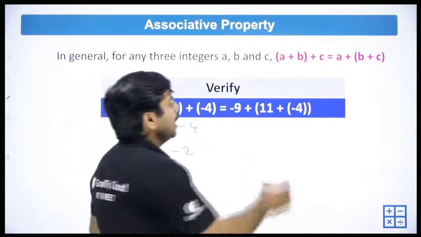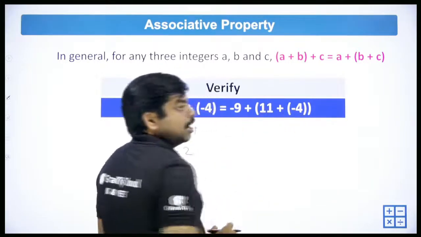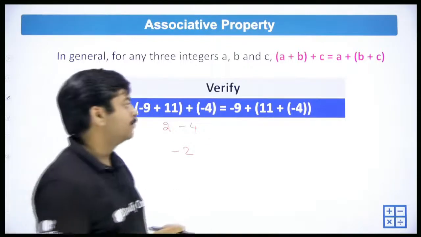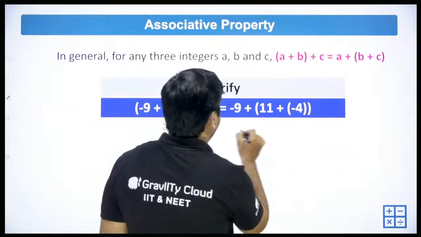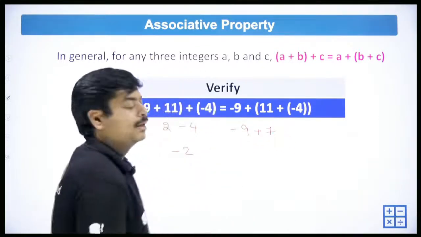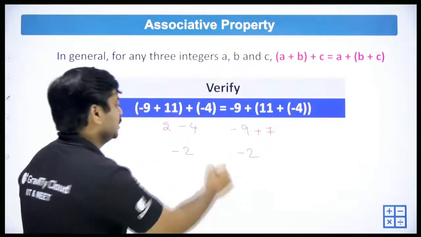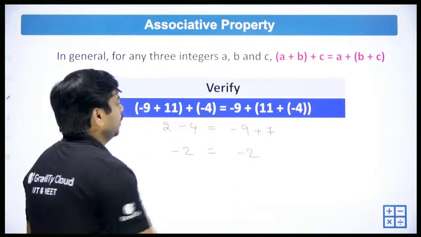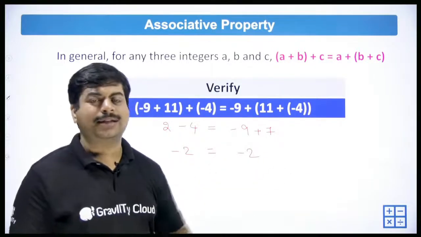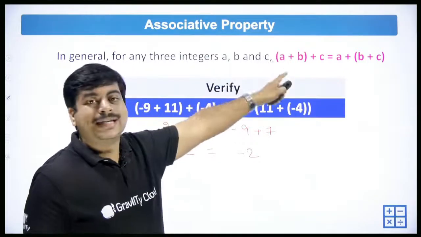What about the other one? 11 plus minus 4. How much is 11 minus 4? 7. So what we are getting is minus 9 plus 7. What is minus 9 plus 7? It is minus 2. So are these two the same? Yes, these two are equal. The numbers may be positive or negative, and integers can be 0 as well. For all these, I can say that this property is satisfied.